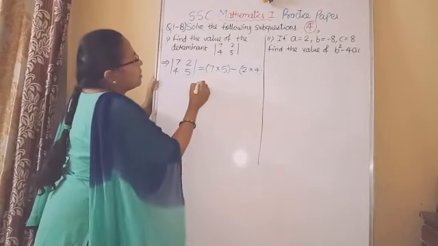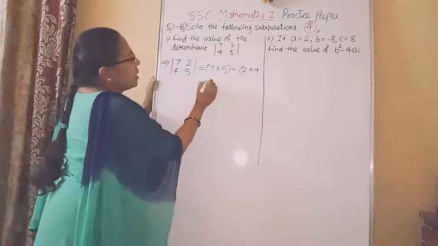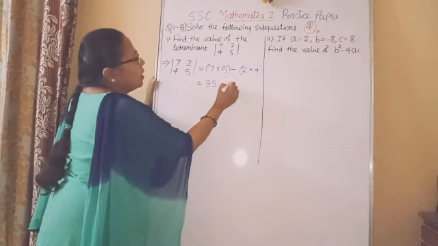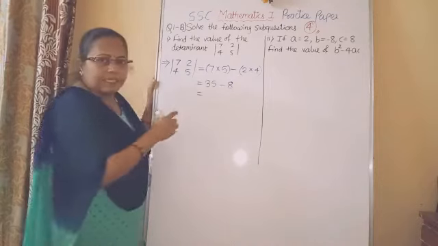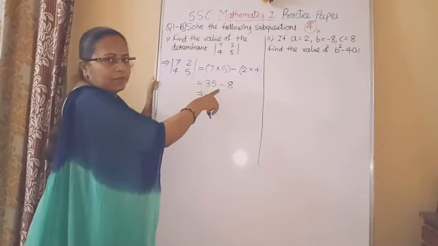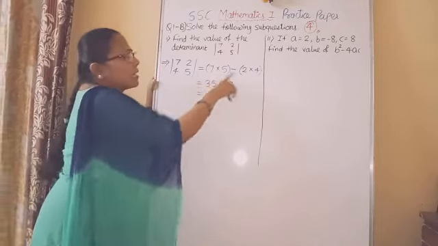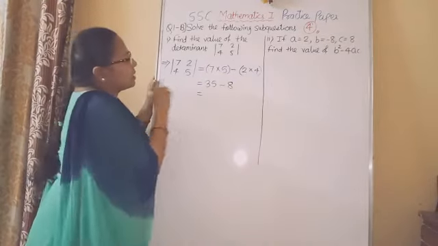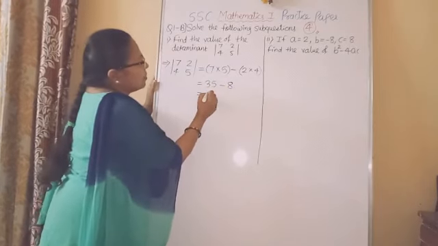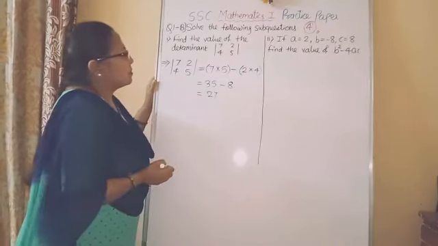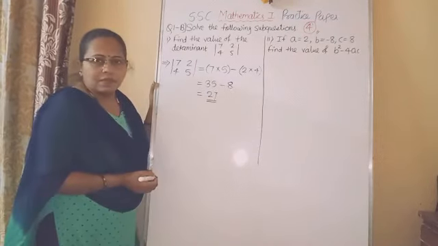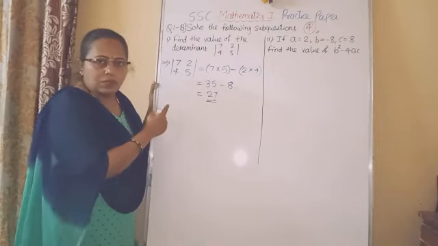Okay. Now find the product. 7 5s are 35 minus 2 4s are 8. Now as it is a 1 mark question, for this step you will not get a mark. For the first step half mark is there. Then find the answer. 35 minus 8 is 27. For this answer half mark. Understood how to solve this?